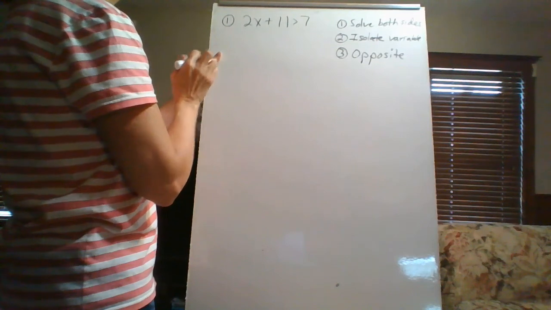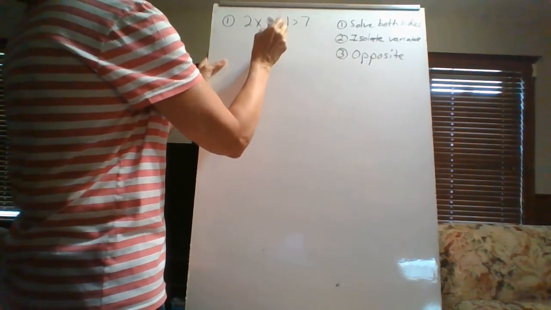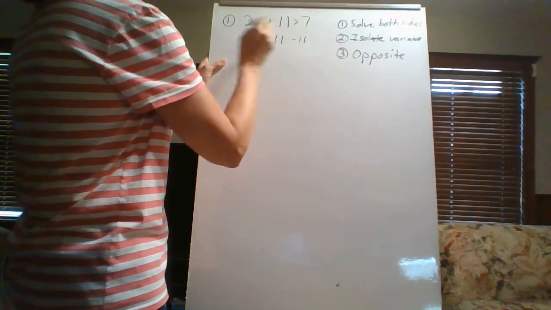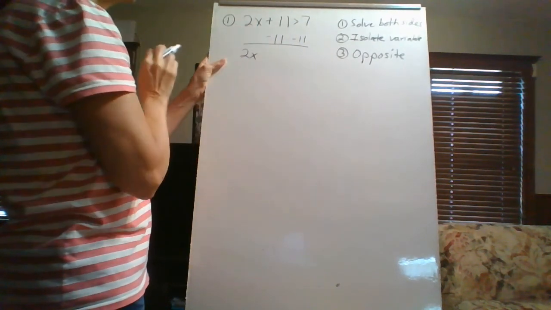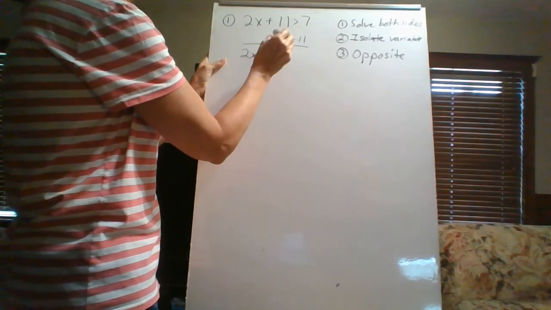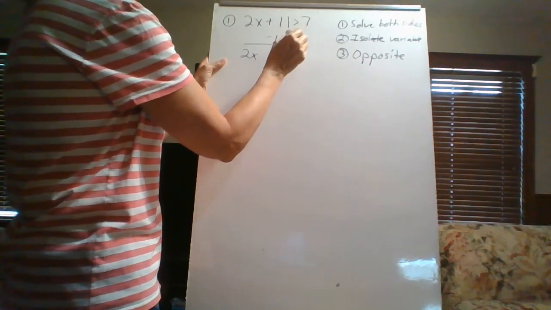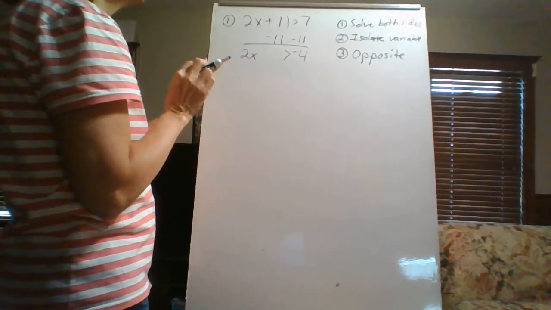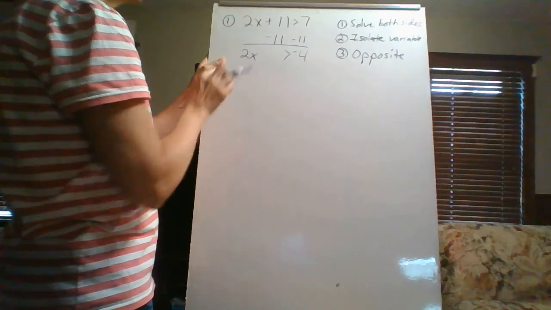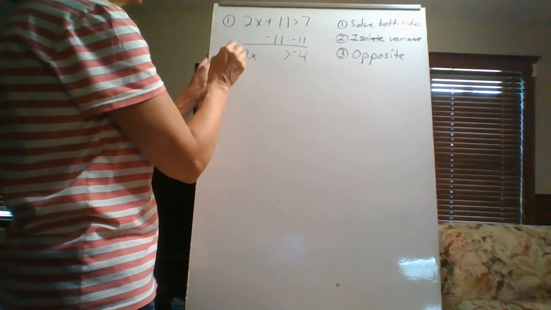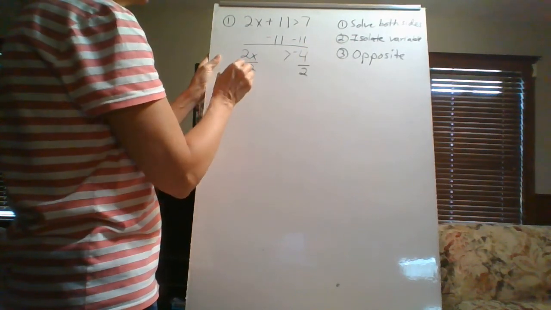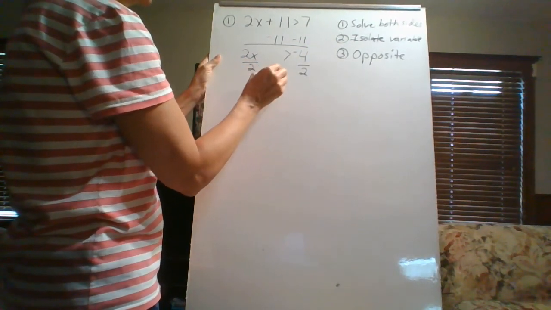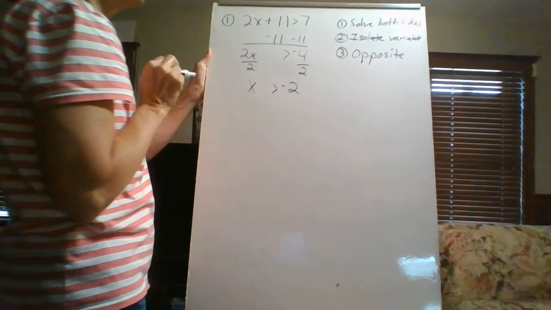So let's move on to isolate the variable. I want my 2x term by itself. So it's this 11 that needs to get moved. 2x. 11 minus 11 is 0, which is what I wanted. 7 minus 11 is negative 4. Remember, you'll have your calculator. In the third step, do the opposite. So the opposite of multiplying is dividing. Anything you do to one side, you do the other. So x is greater than negative 2.